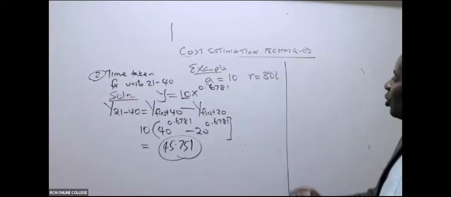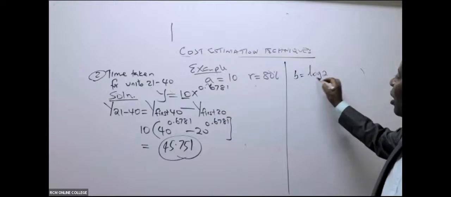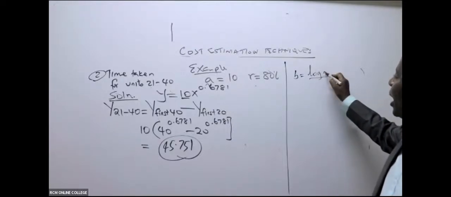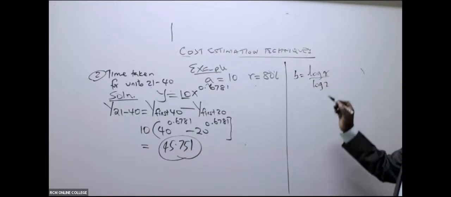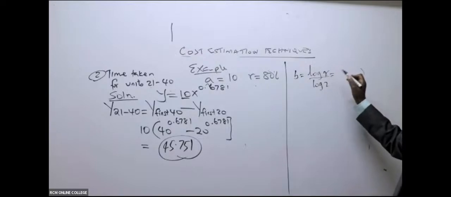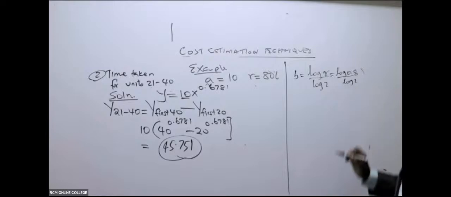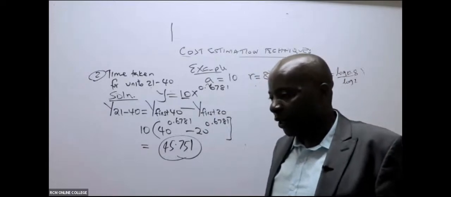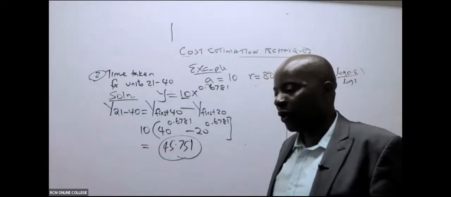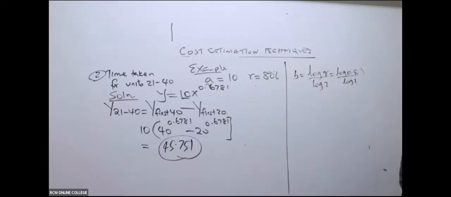So ladies and gentlemen, this is what we have to get B. I'm just repeating here. To get B, there is a special formula. You take log R divided by log 2. Our R is given here as 80%. Don't say log 80. You must make it log 0.8 divided by log 2.